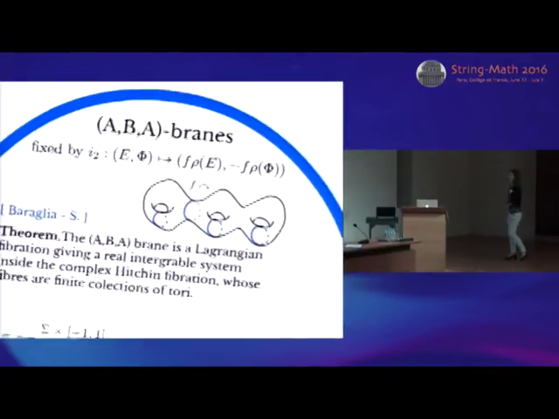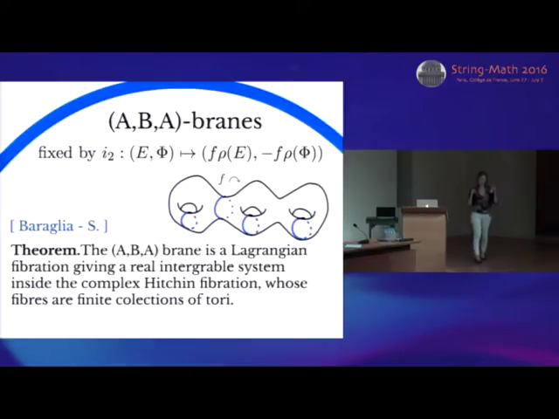This is in fact quite nice, and what happens is that you have your real structure F acting on your Riemann surface. The fixed points are circles, and the invariants of this F are the number of circles and the way that they are laid on the Riemann surface. Depending on that, you get the geometry and topology of your brane. And what we could prove with David Baraglia is that you actually get a real integrable system fibering over the real locus of your Hitchin base.